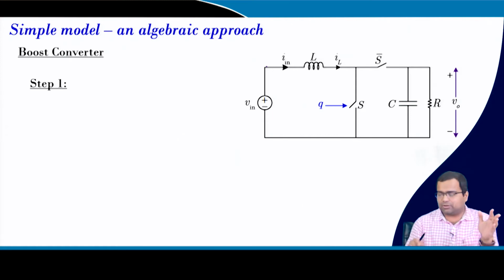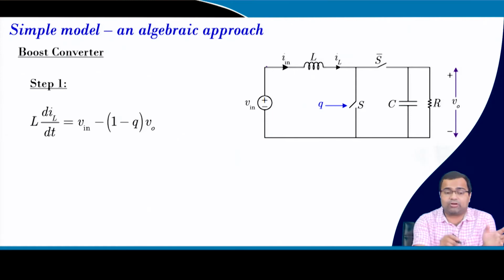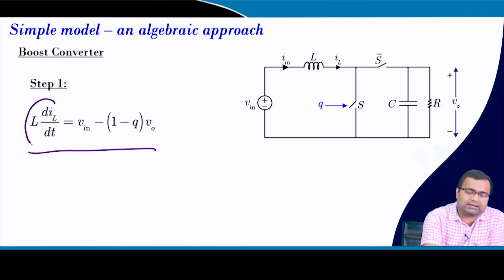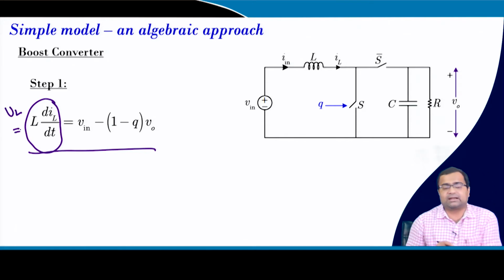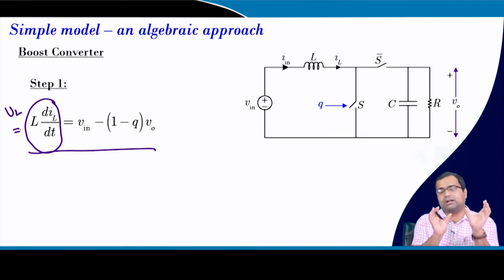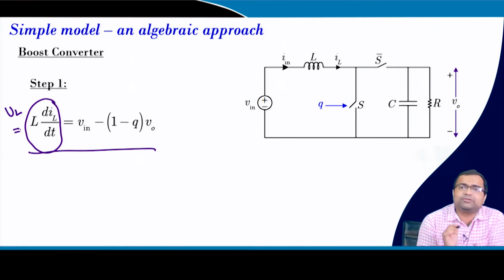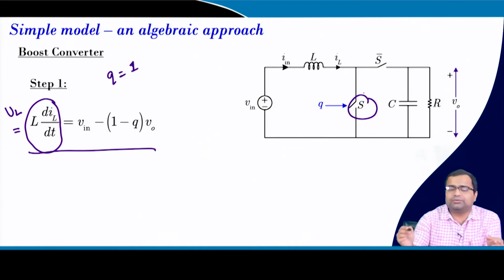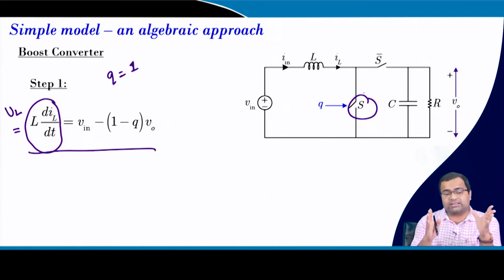We know all the equations of the boost converter, because we have already derived them in lecture number 4 when we developed the MATLAB model. The rate of change of inductor current times L, that is VL, the inductor voltage, is nothing but input voltage minus (1 minus Q) into V0. When Q equals 1, the main switch is on, then the voltage across the inductor is nothing but the input voltage.